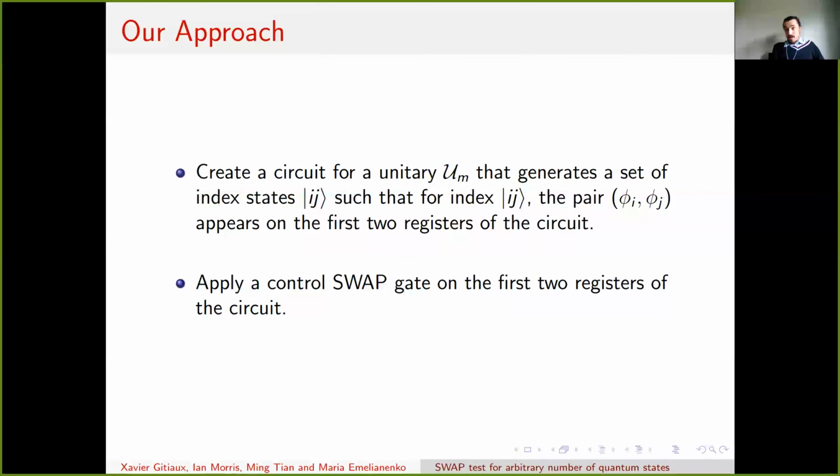So the way we went about that ended up being a fairly simple approach. We said, I'm going to do two things. First, I'm going to take these m vectors, I'll show you how in a minute, and make sure I create a state such that I know for sure that each pair of vectors appears in the two top wires of the circuit. And then I will just add a simple control swap gate, as the one I showed you before.